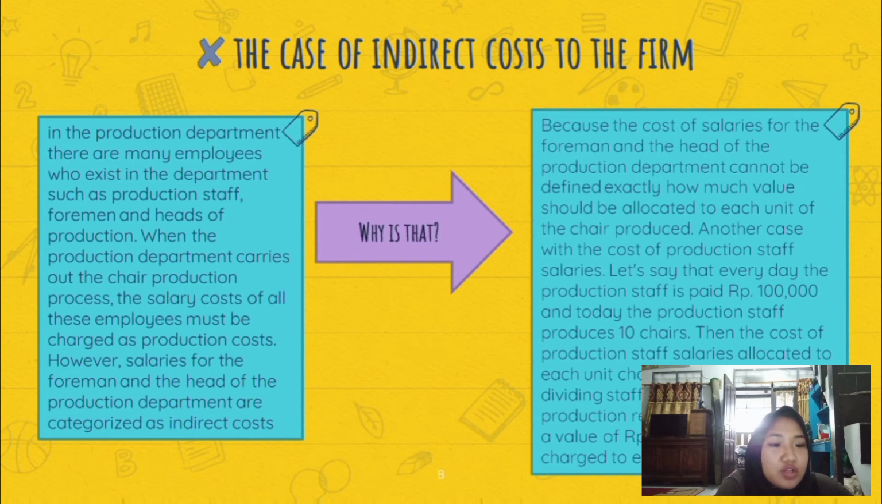Another case is the cost of production staff salaries. Let's say every day the production staff is paid 100,000, and today the production staff produced 10 units. Then the cost of production staff salary allocated to each unit can be calculated by dividing the staff salary per day by the production result, in order to obtain a value of 10,000, which must be charged to each product unit.